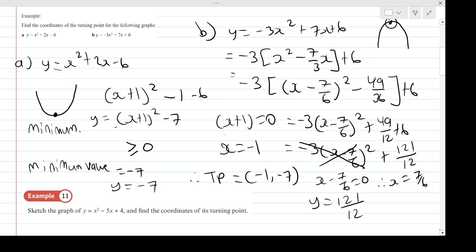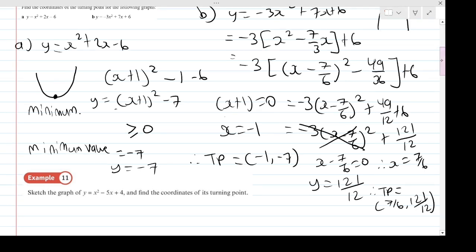Therefore, the turning point is going to equal 7 over 6, 121 over 12. And there we are. So hopefully you realise we can actually get it quite quickly. If you just set the bracket to 0, you get the x coordinate, then the number outside the whole bracket will give you the y point. Therefore, you've got the whole turning point. Okay, so that's how we can use completing the square to find the minimum and maximum values and stuff like that.